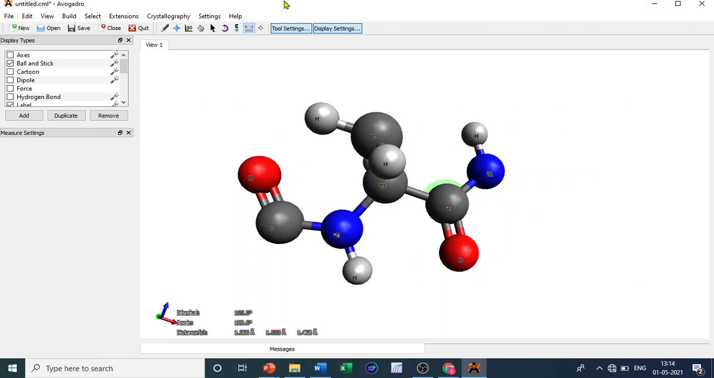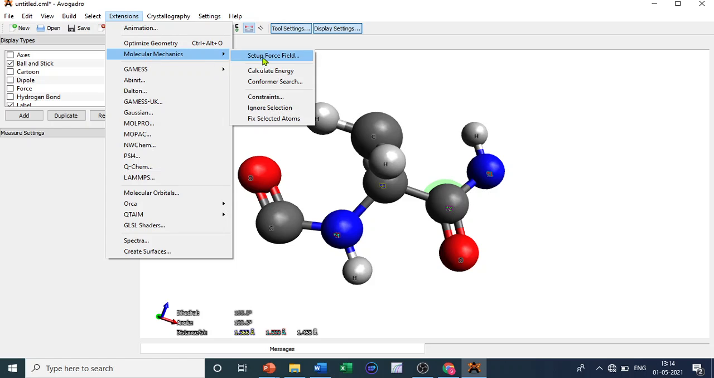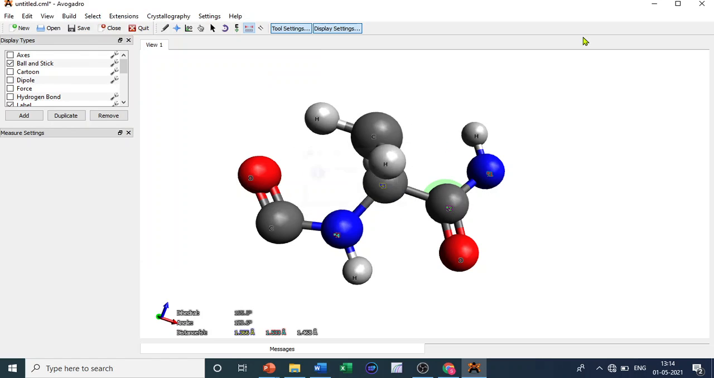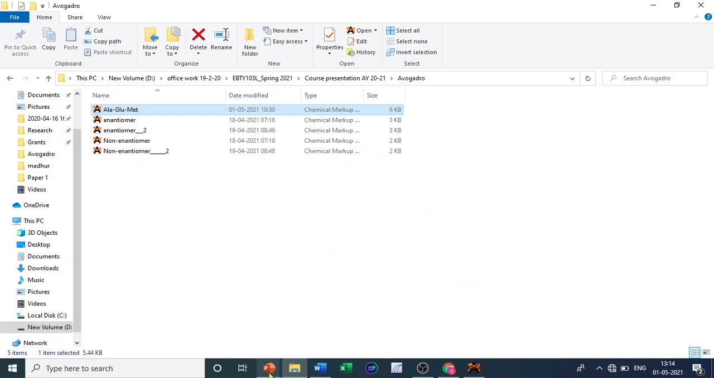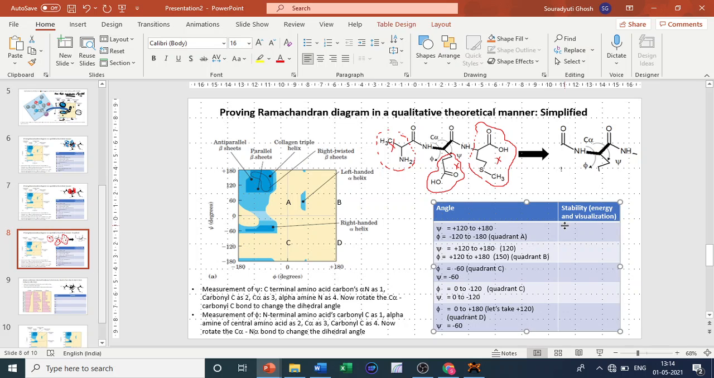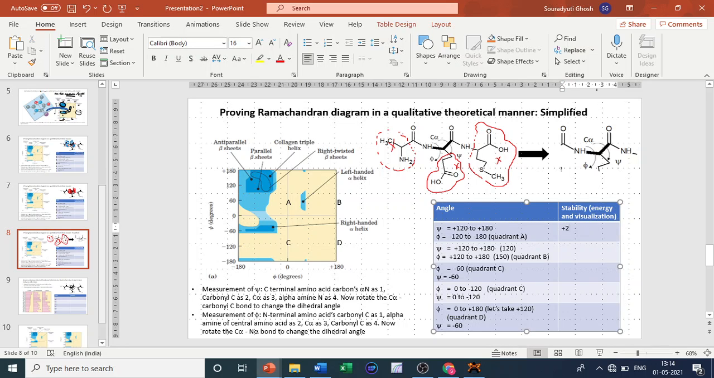So we got the energy for this one. That is plus 252. Okay, so the energy has a measure of plus 252. Okay, so let's try the next one.